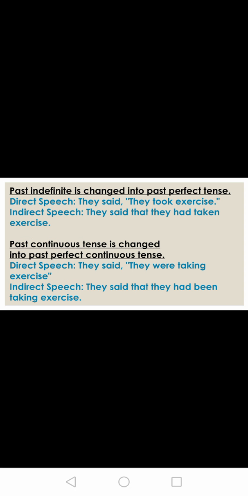So simple past tense changes into past perfect tense. They said, "They took exercise." They said that they had taken exercise. Now past continuous changes into past perfect continuous. They said, "They were taking exercise." They said that they had been taking exercise.